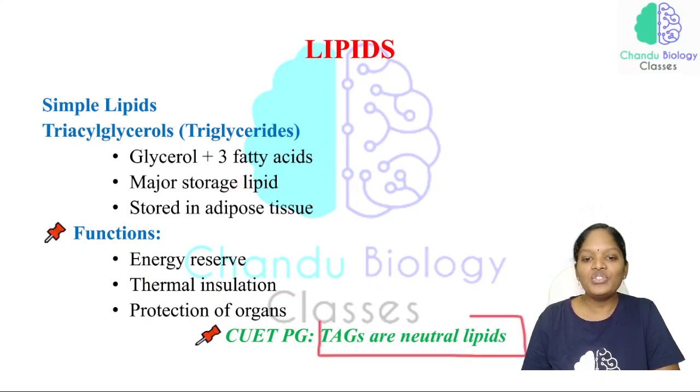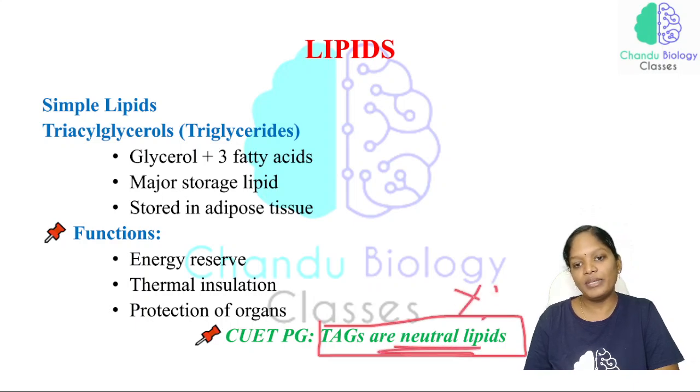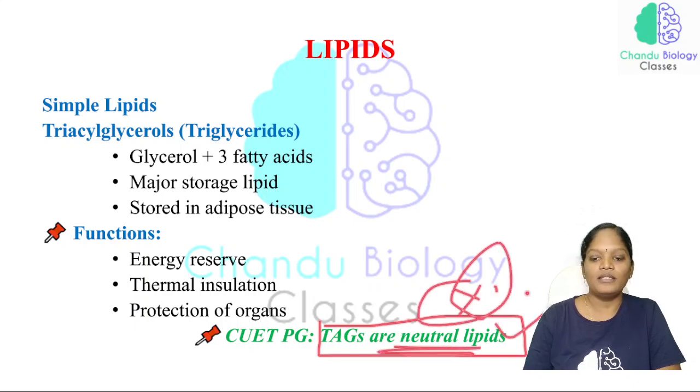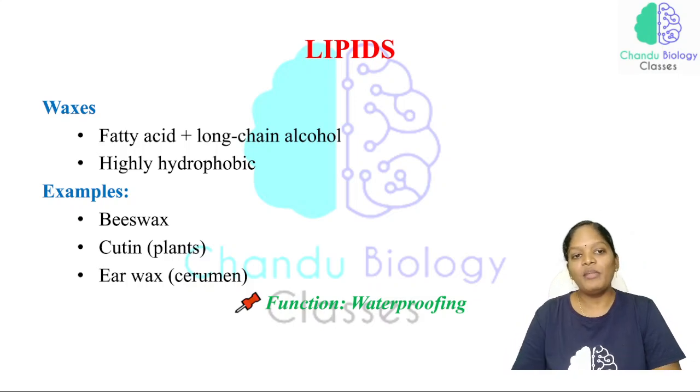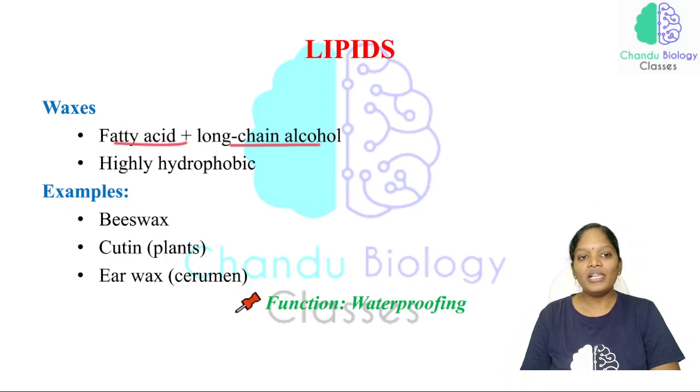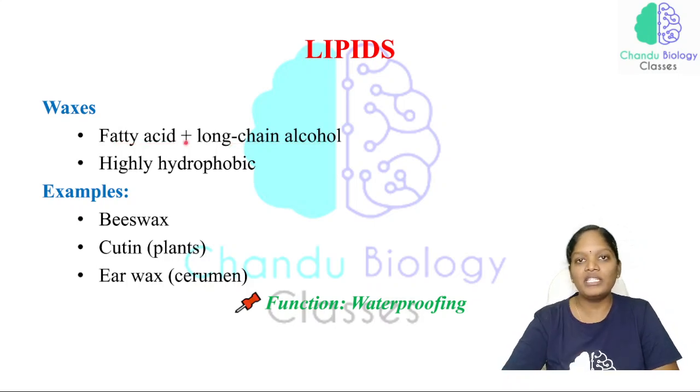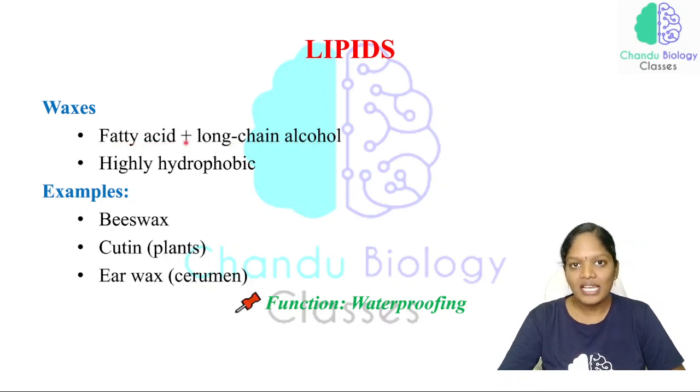See, triacylglycerides are neutral lipids, so this can be expected in the question. Now, waxes. Waxes are made up of long chain alcohol plus fatty acids. So this can be expected in the exam. Triacylglycerol is made up of glycerol plus 3 fatty acids, and whenever we break the waxes, we get the fatty acid and the long chain alcohol.